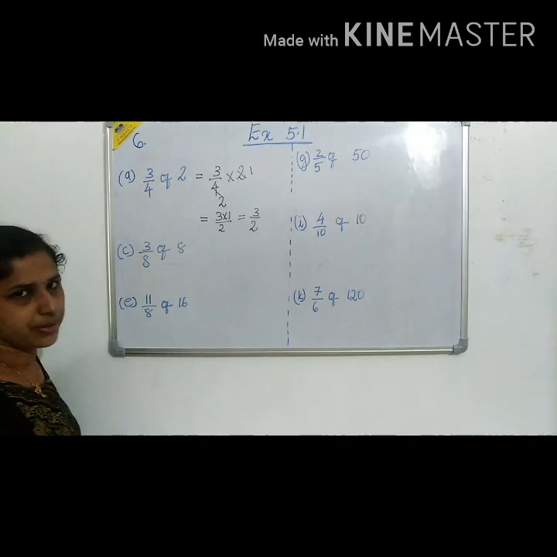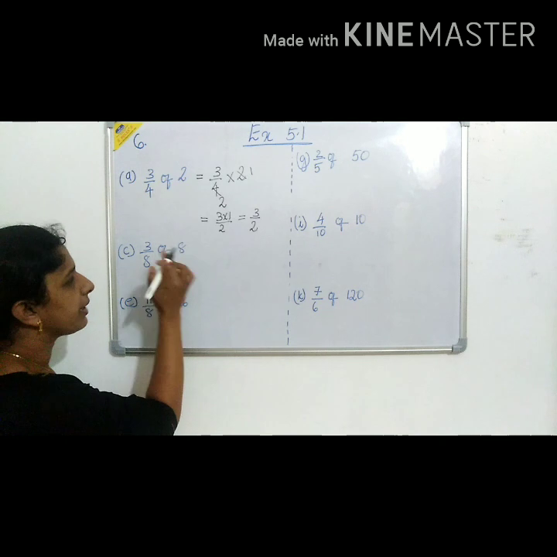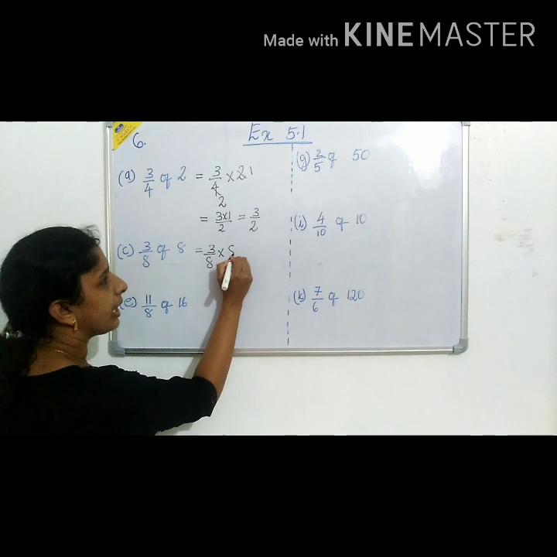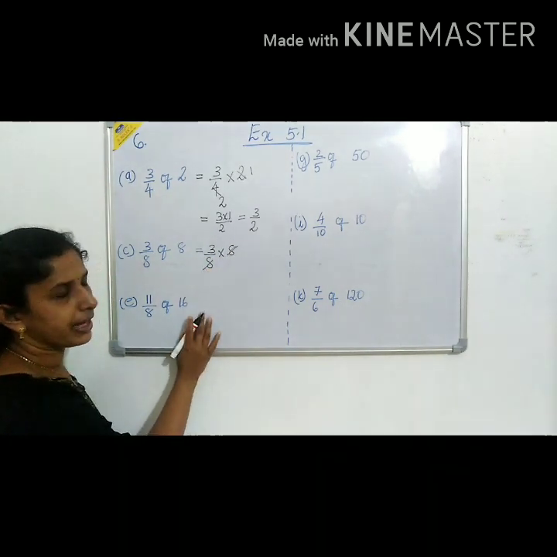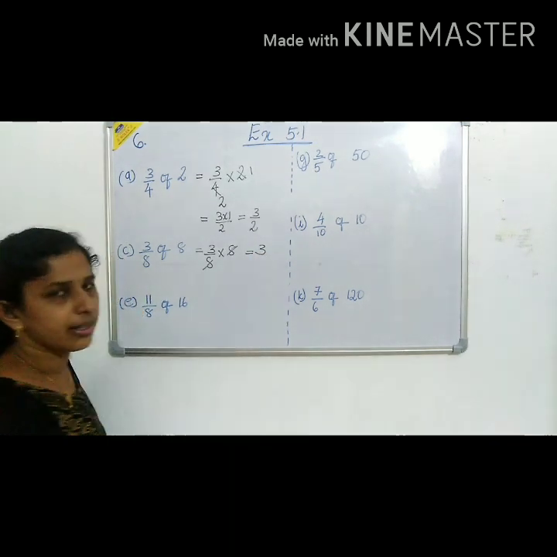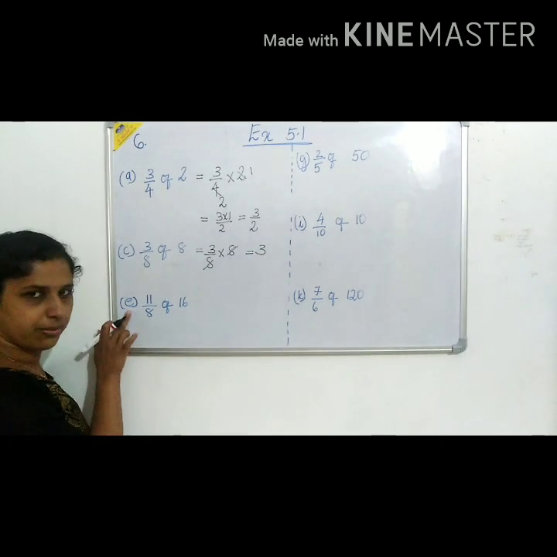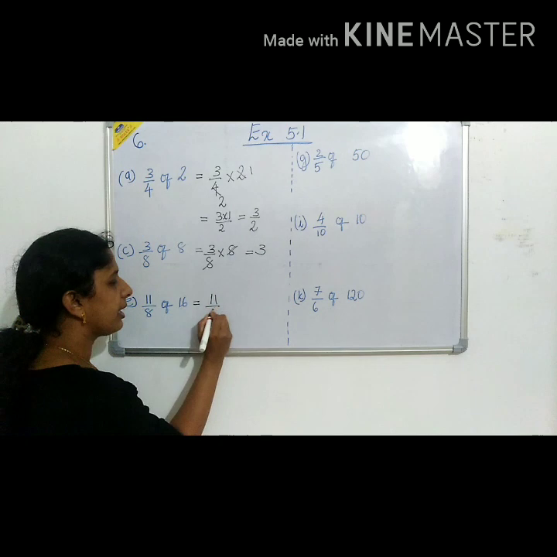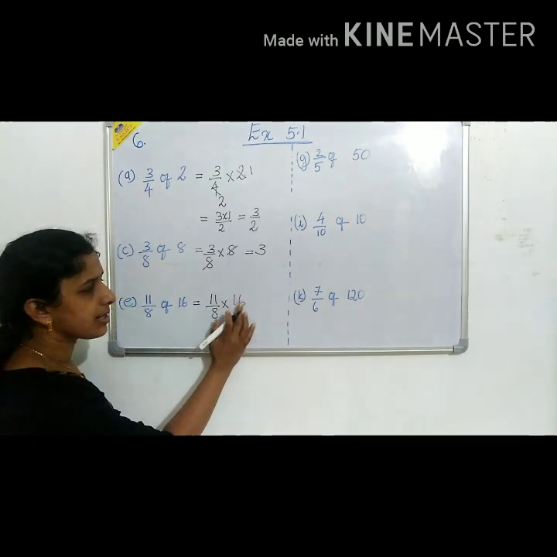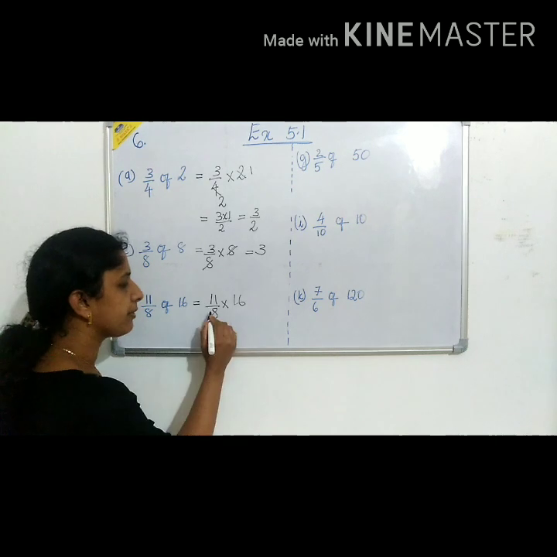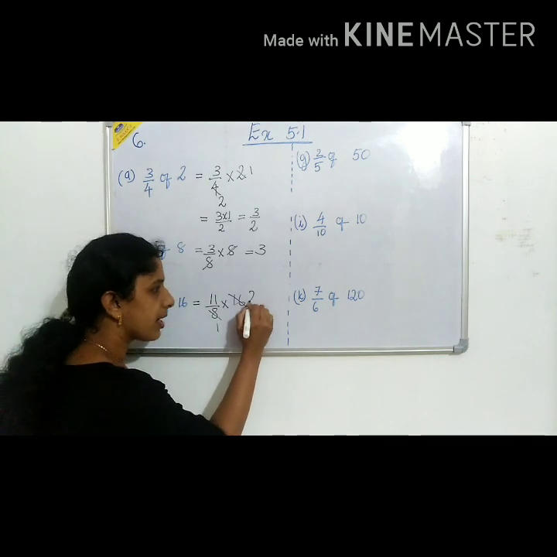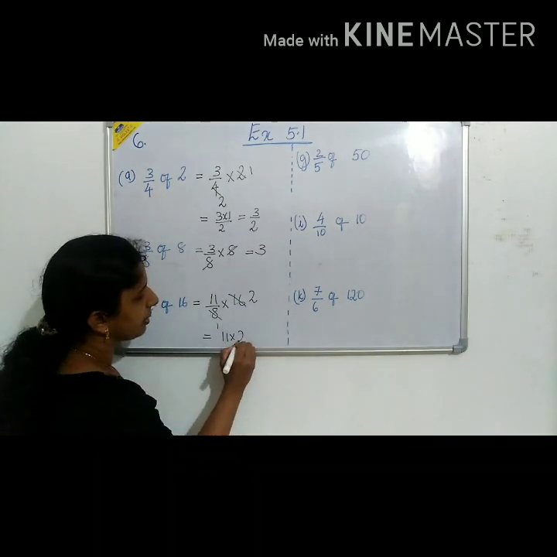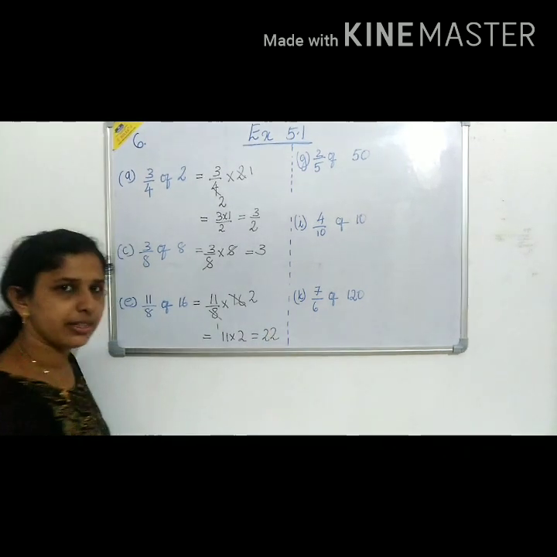Okay. Now we can come to the next question. Here 3 by 8 of 8. This is equal to 3 by 8 of means into 8. Now here 8 and 8 become cancelled. Only 3 is left. So answer is 3. Now next question is question number E. 11 by 8 of 16. This is equal to 11 by 8 into 16. Here 16 and 8 can be cancelled by 8 itself. 8 by 8 become 1. 8 2s are 16. So this is equal to 11 into 2. And answer is equal to 22.